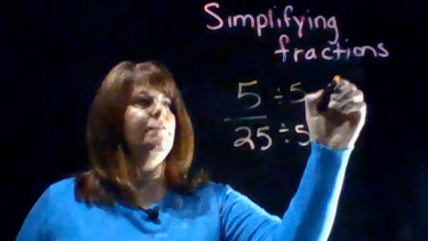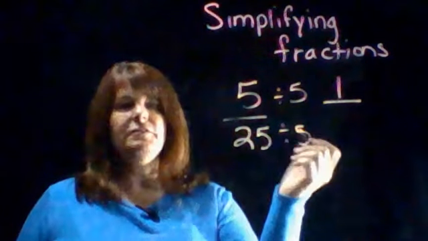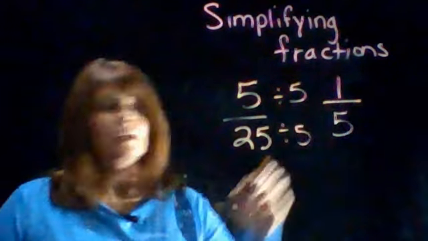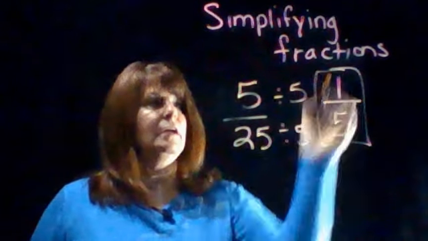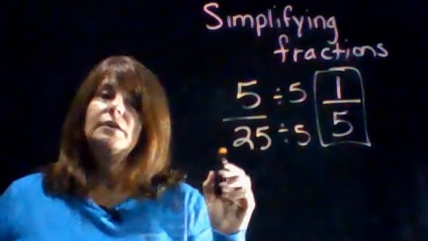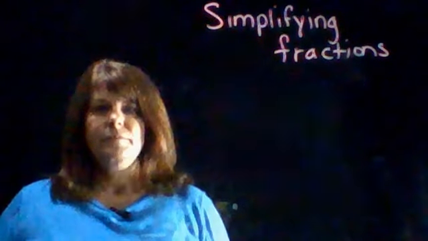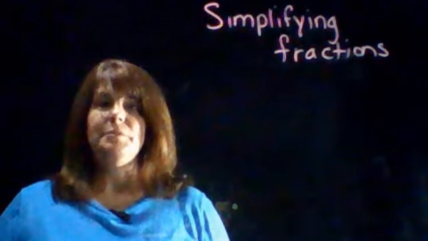So 5 divided by 5 is 1. 25 divided by 5 is 5. Again, I have a 1 in the numerator, therefore I am done. So 5/25, when you simplify it, is now 1/5. Let's look at one last example.